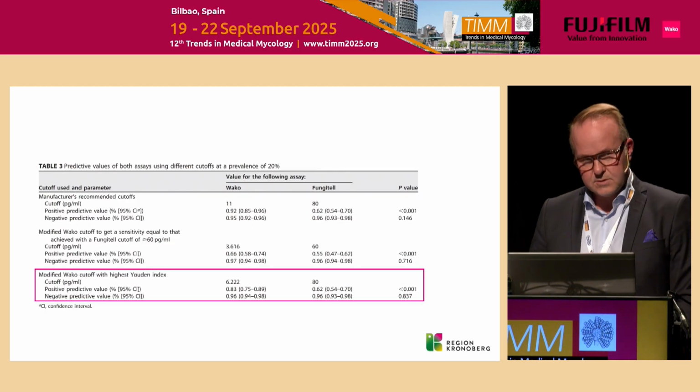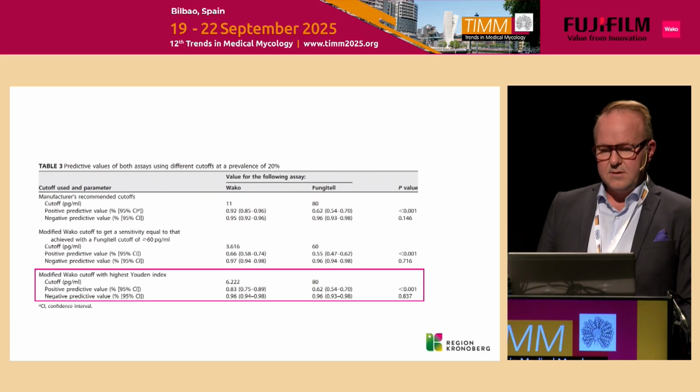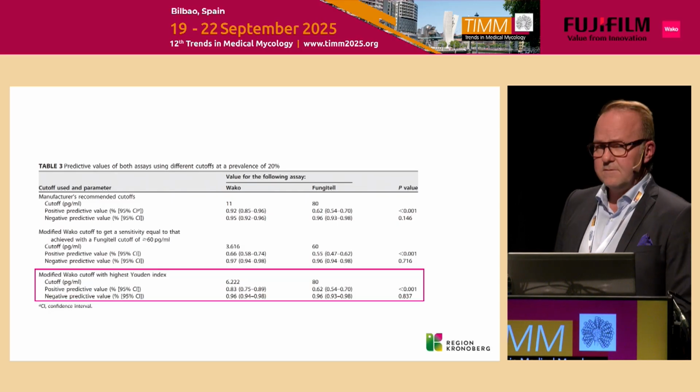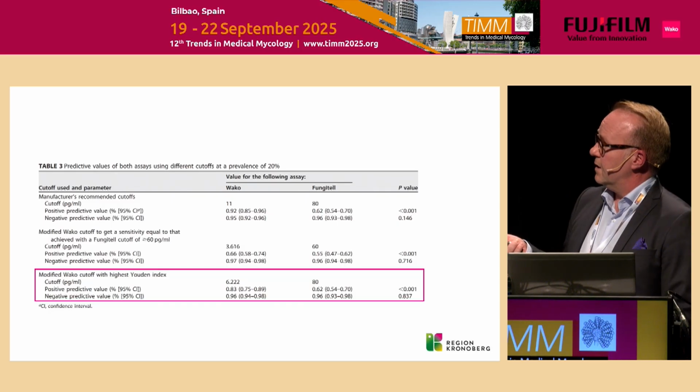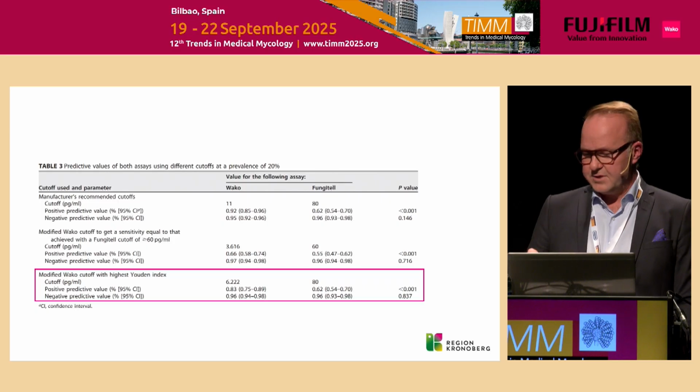So the conclusion of this was that WACO was equal or better than Fungitel when it came to the diagnosis of pneumocystis, at least if you use the lower cutoff value of 6.